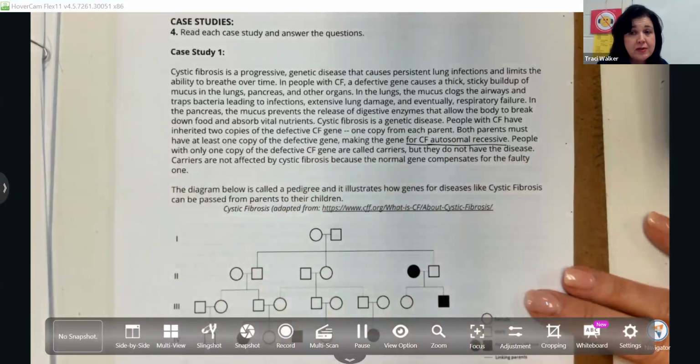Sometimes they don't tell you. And so that's when you have to go through those questions to figure it out, and we'll review those questions as we work this pedigree as well.